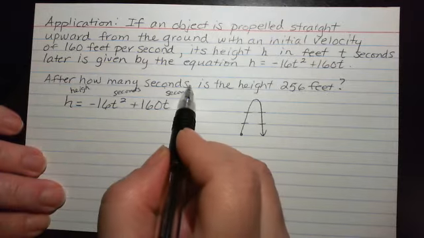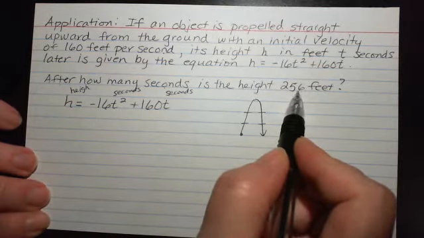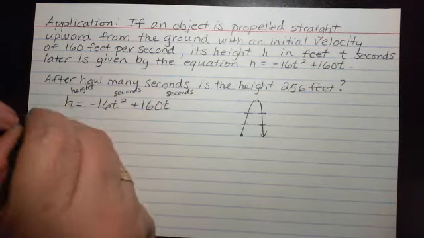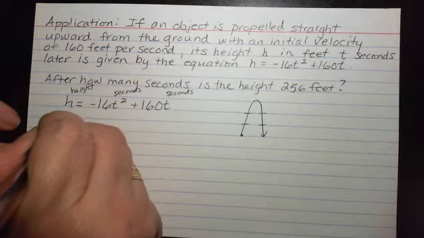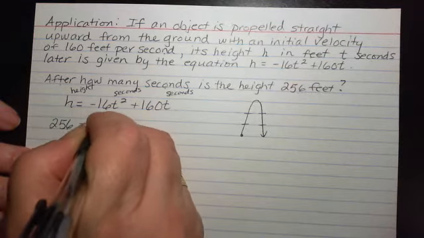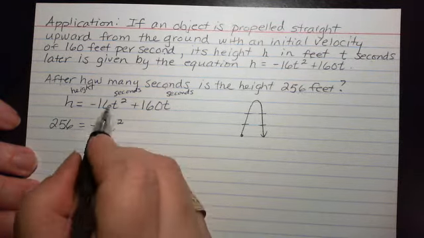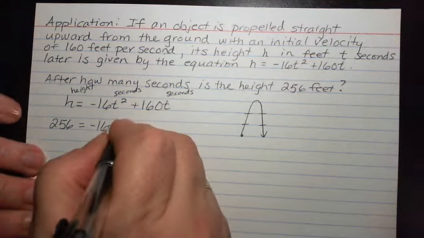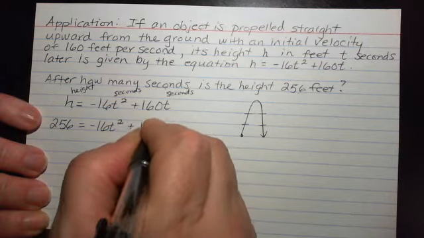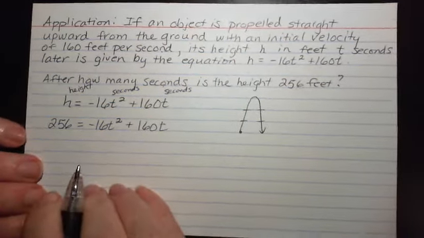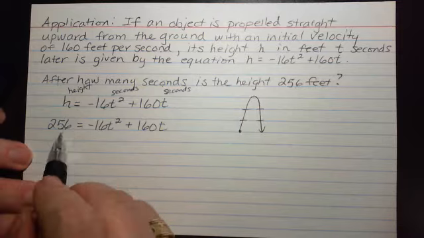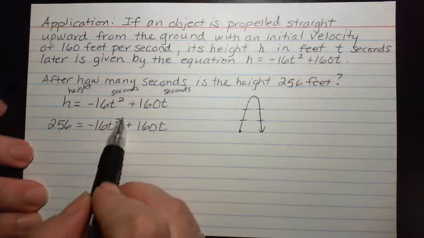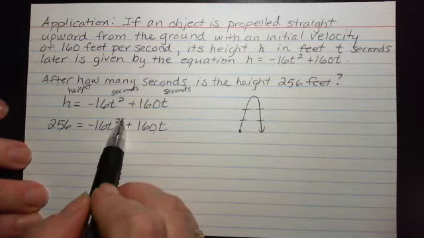Okay, so we want then to substitute information that we're given. After how many seconds is the height 256 feet? So we want to substitute 256 in for height. 256 is equal to negative 16t squared plus 160t. Now we're looking for seconds, so we do not replace the t variable, which stands for seconds. Now the equation that we have here looks quadratic because of this. So because it's quadratic, let's put it in standard form.